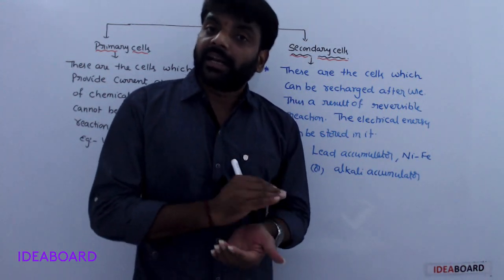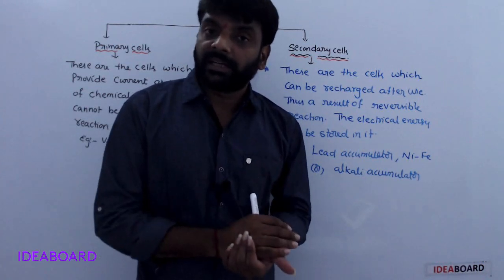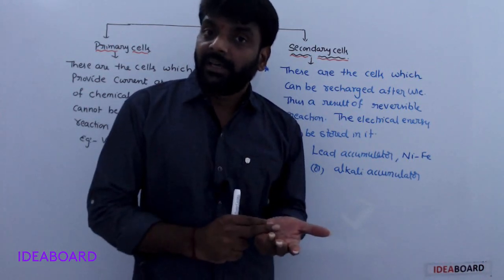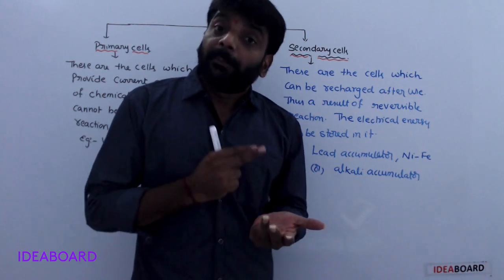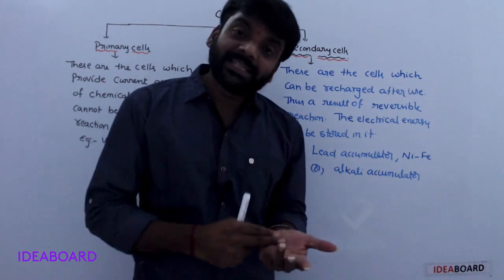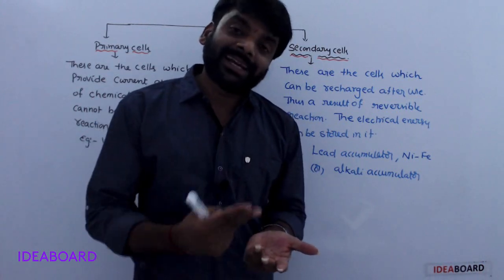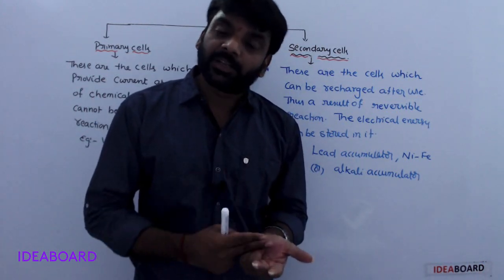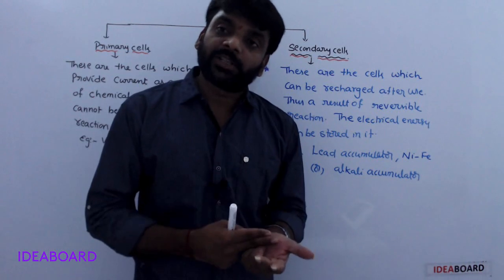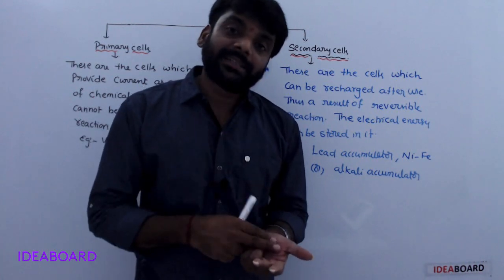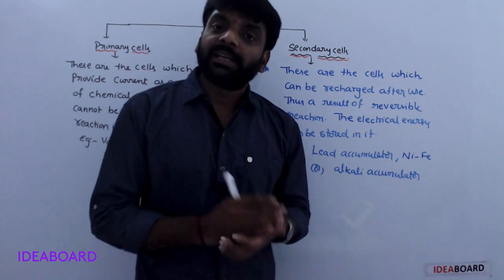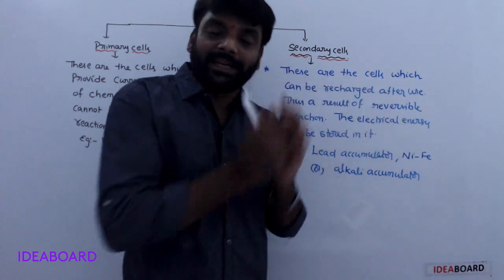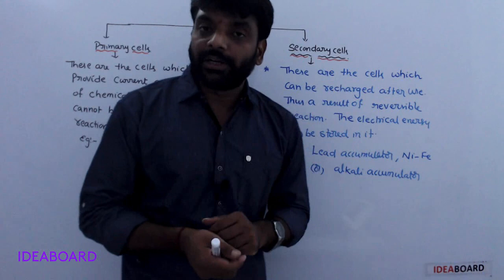These primary cells are not rechargeable. In primary cells, the main mechanism is that chemical energy is converted into electrical energy, and it is irreversible. Secondary cells are rechargeable after use, that means electrical energy is stored in them.